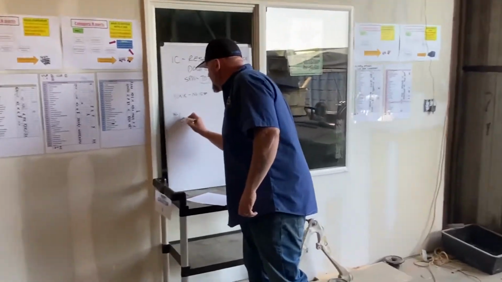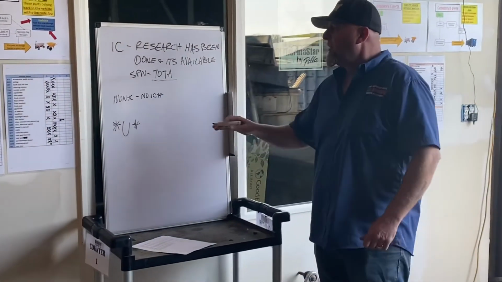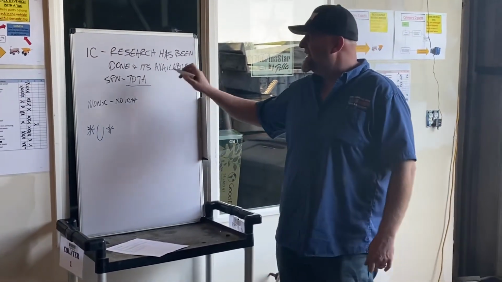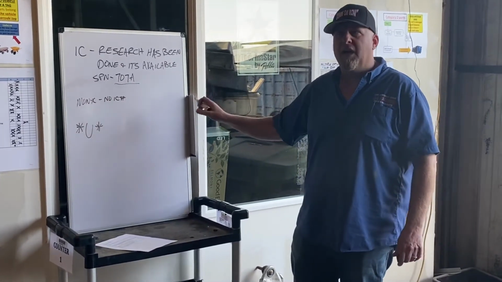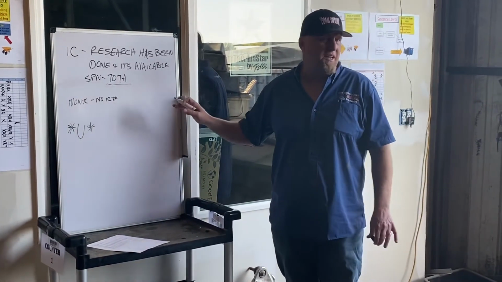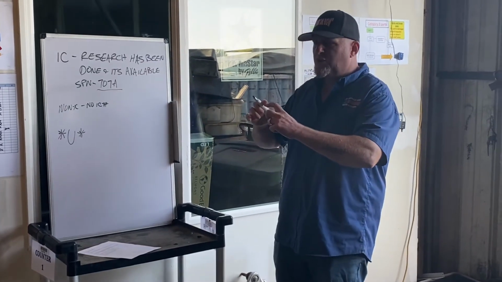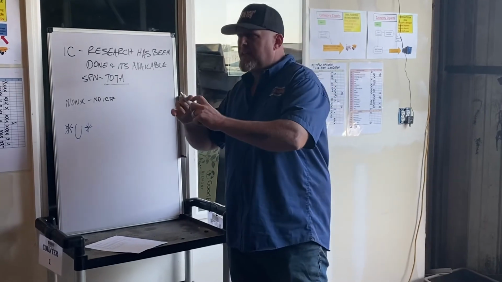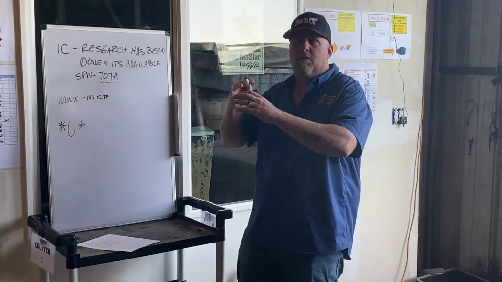Star U star is something you're going to see in the computer. When you look up a part, what this means is that there is an interchange number, but it has not been assigned to the part. So maybe an example would be a module. On this module, for this Escalade, there were 7 different versions of this module. They all have different part numbers.